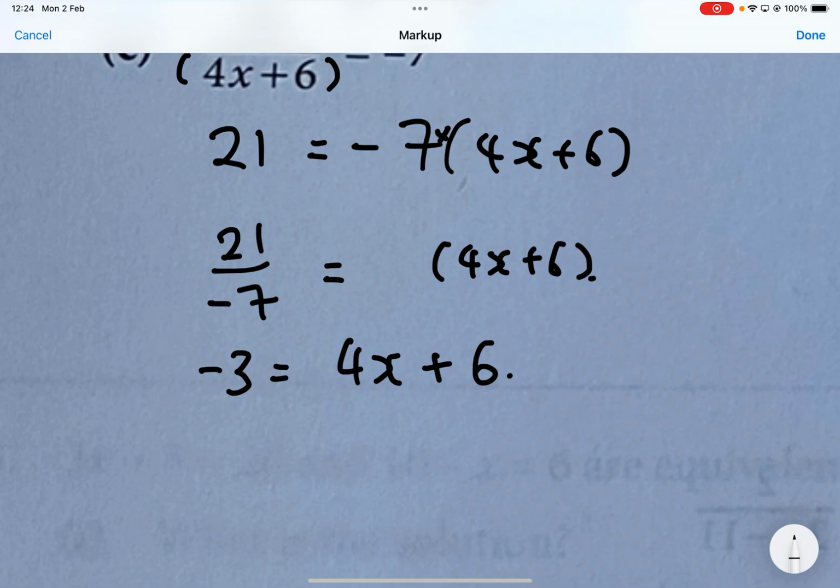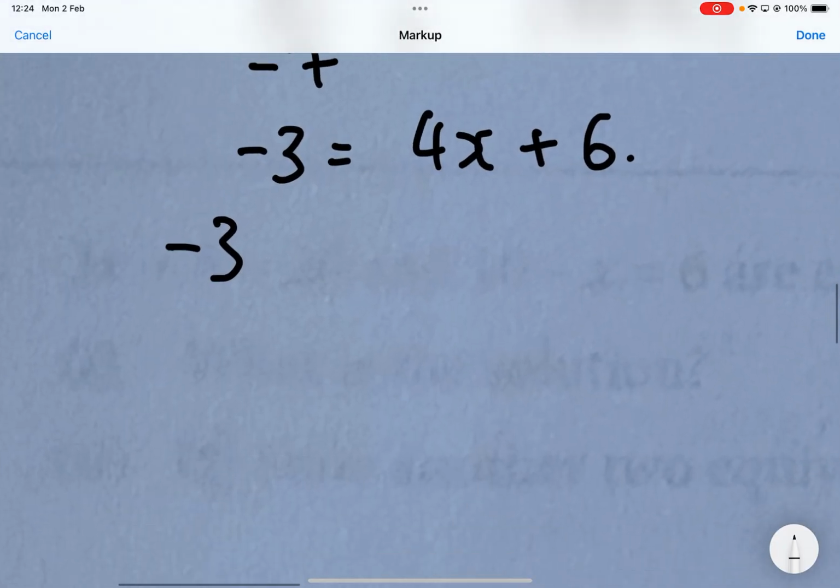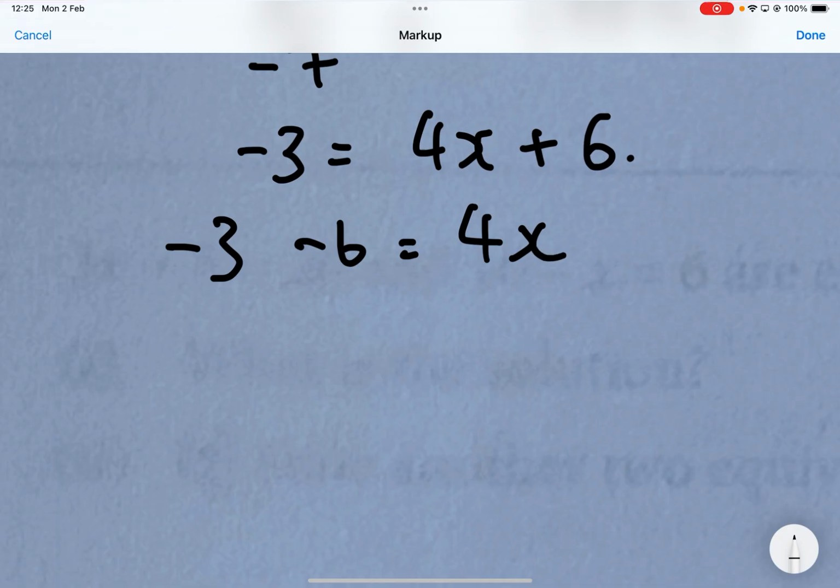Then finally, I want x only. Meaning, this 4x and this plus 6. I want my 4x to be alone. I want this 6 to go to the other side. So I have minus 3 originally on the left. I write it down first. I never touch it. But I don't want the plus 6 on this side. So I need to minus 6 to let it disappear. That's why I need to minus 6 equals 4x.